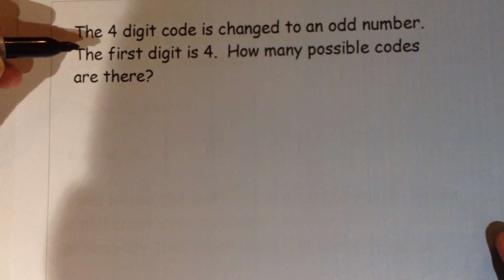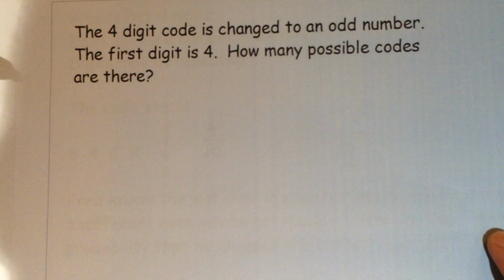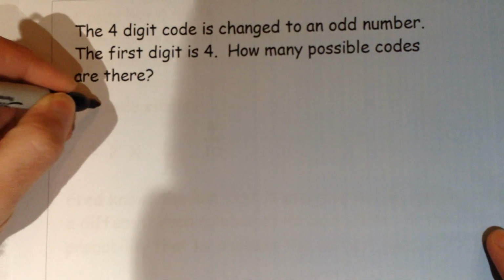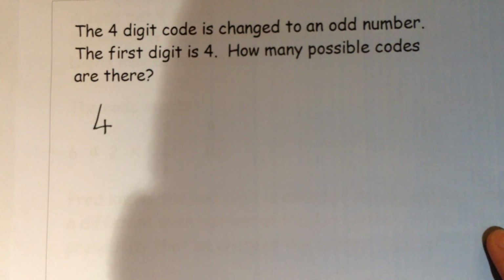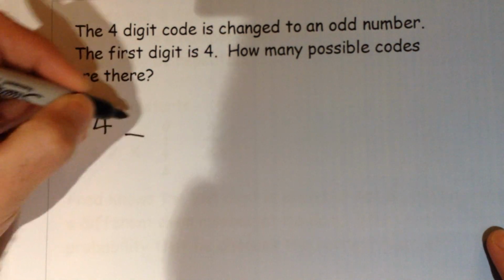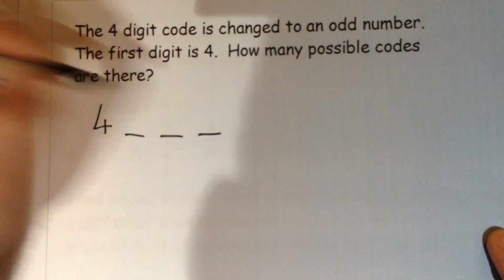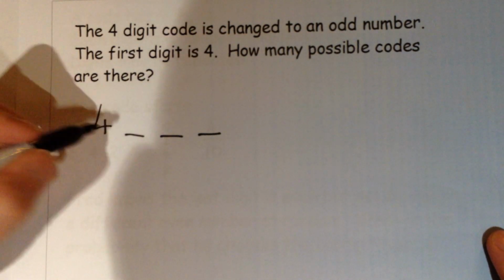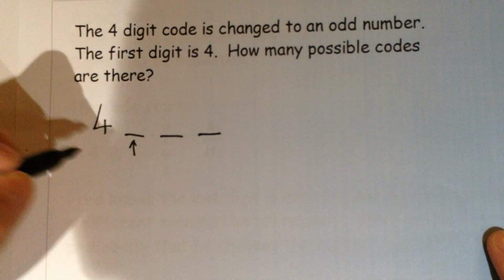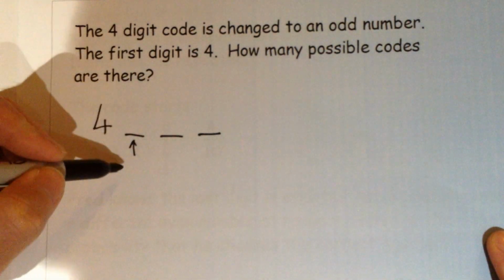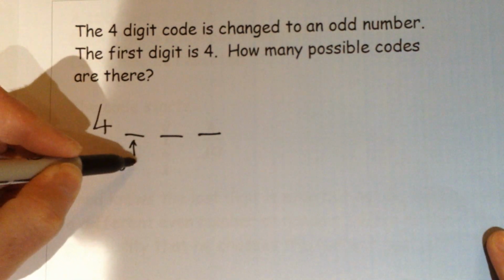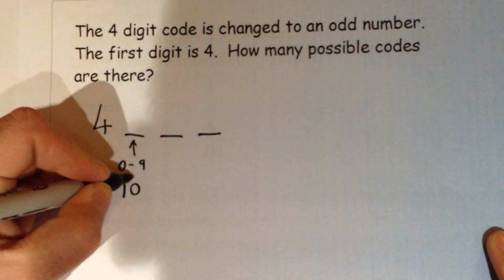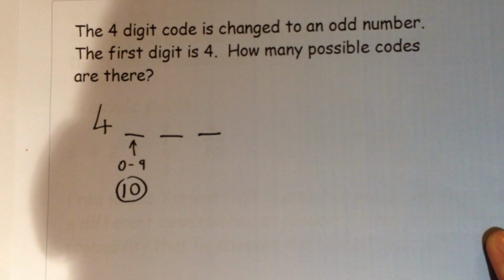If the first digit is 4, we need to look at the possible codes that we could have and how many different combinations there are. So we've already said that the first number has to be 4. The next 3 numbers, we need to work out what they can be. So the second number, there's nothing to stop that being any of the 9 digits. So that could be anything from 0 up to 9. Therefore, there are 10 possible numbers that one could be.